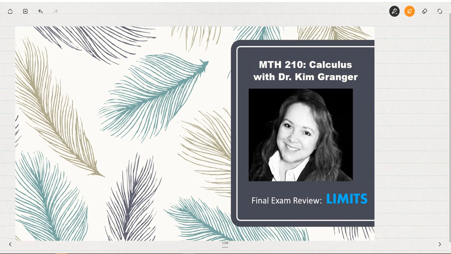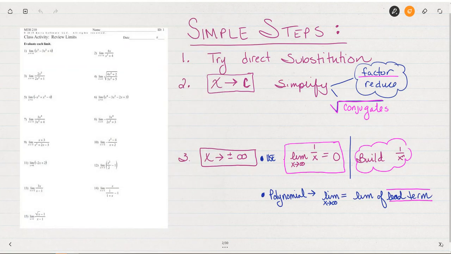As we review for the final exam, one of the important topics that we've covered, and an important skill that you need from Calculus 1, is evaluating limits. Let's look at some of the practice problems and talk through some of the simple steps.